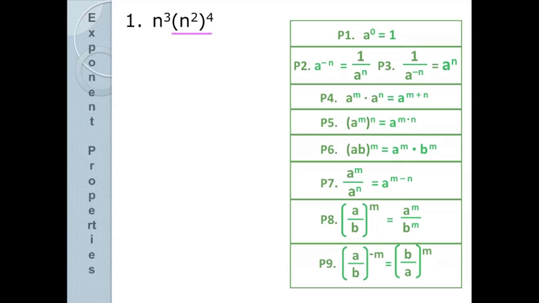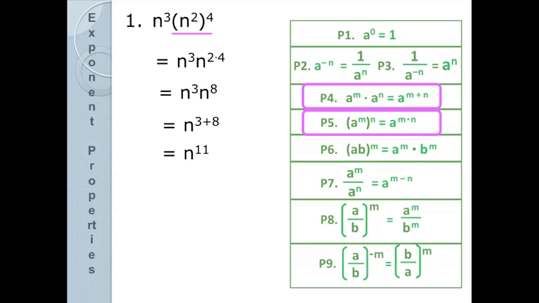We'll start with the n squared to the fourth. That's a power to a power, so we will multiply. So we have n to the third times n to the 2 times 4th, which gives you n to the 8th. We'll now need to add the exponents since we have like bases. So we have n to the 3 plus 8, which gives us n to the 11th.